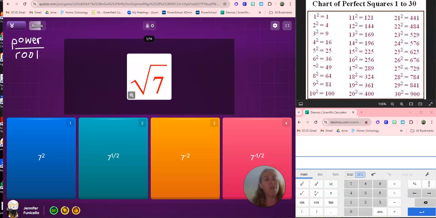So for this first one, 7, and we don't see any power number. So remember that means that this is just 1. So it's just a 7 to the first root when we number root, right? So when we're writing our half, go ahead and click that.